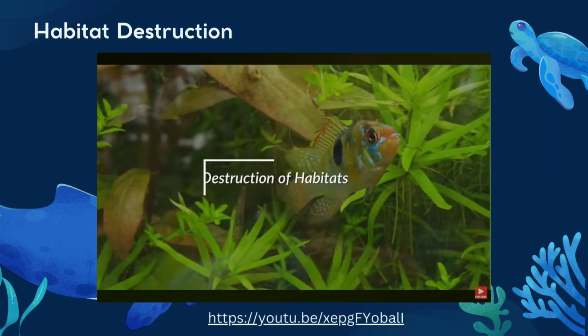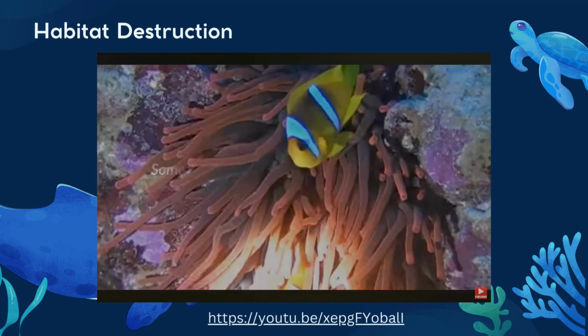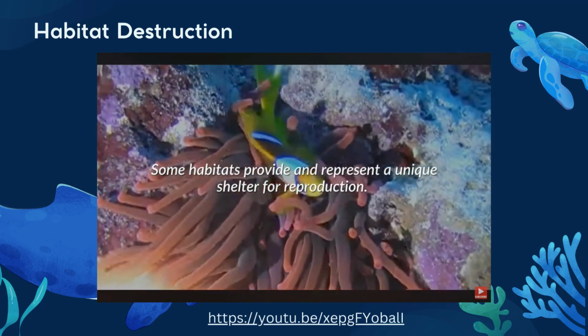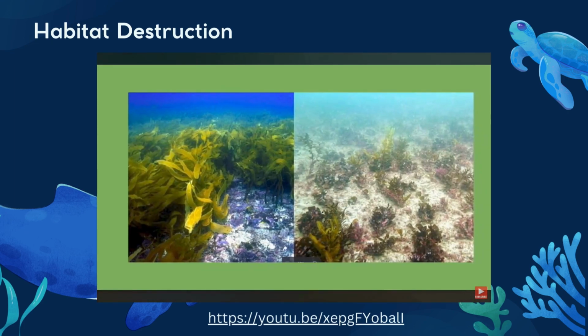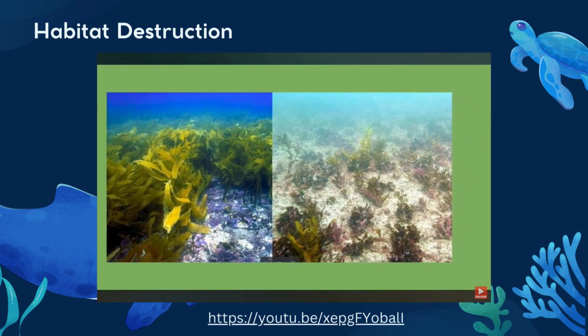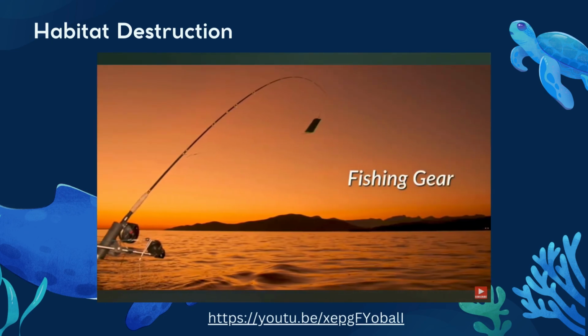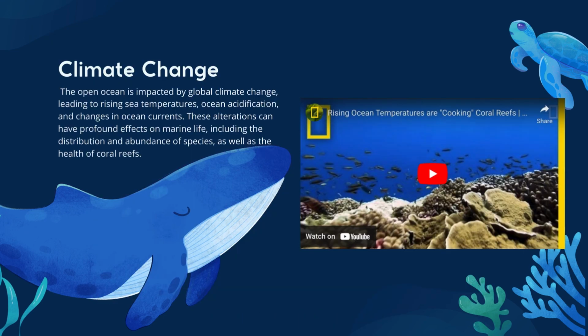Number 5. Destruction of habitats. Some habitats provide and represent a unique shelter for reproduction. Marine forests are being destroyed for various reasons, including the use of aggressive fishing gear and methods like trawling.